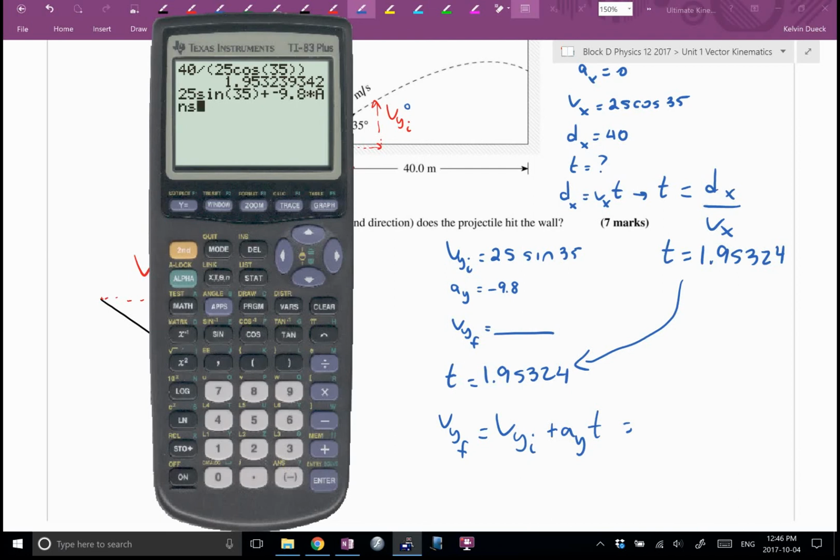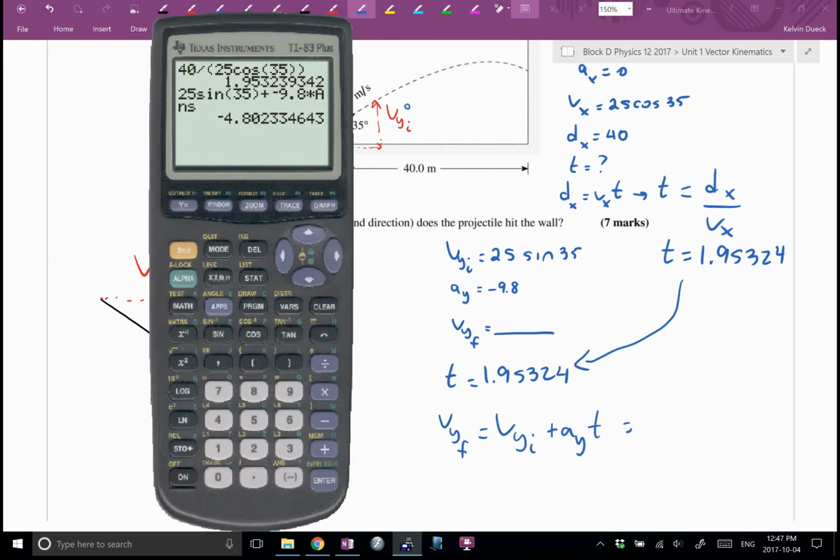I used my answer button for time. Show me a negative answer. Yeah. What if I had gotten exactly 0 for my Vy final? What would that mean? The wall was right at the top, just by a fluke. Could happen. So lots of information here if we don't panic, if we think about it.